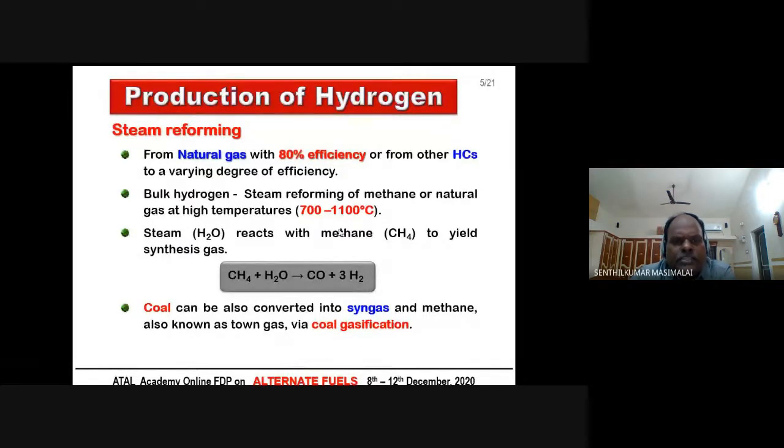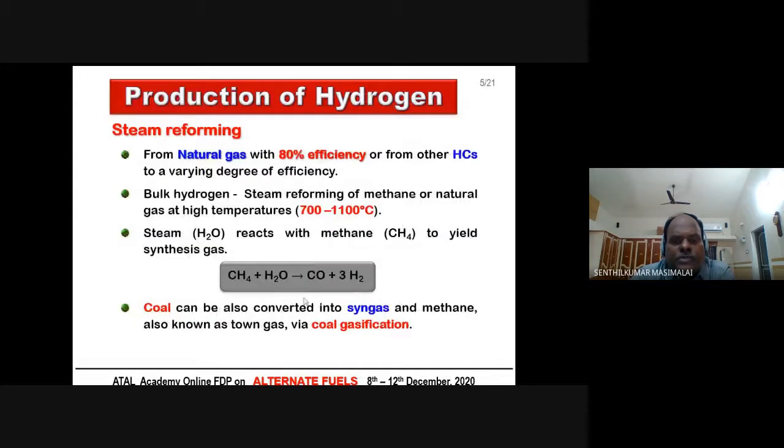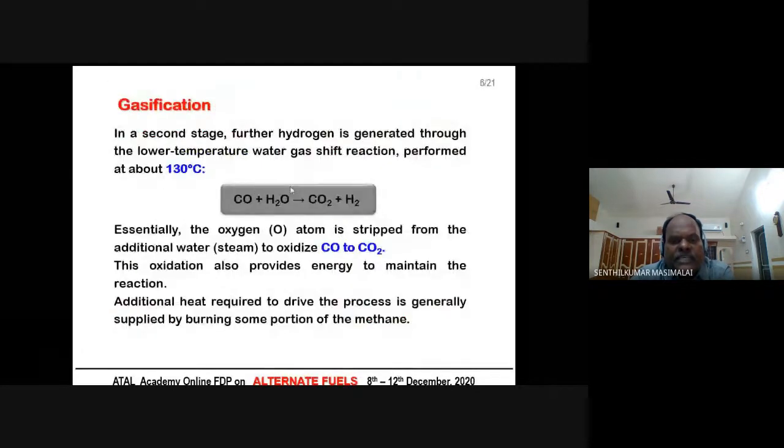At a low temperature also, during the gasification process, the remaining CO present here will be further reacted with water, and we can obtain hydrogen. So these are the two techniques coming under gasification, the two techniques used for producing hydrogen in bulk, in mass.